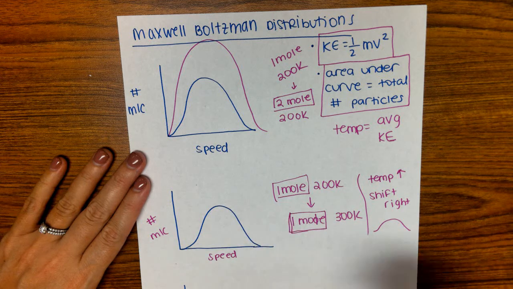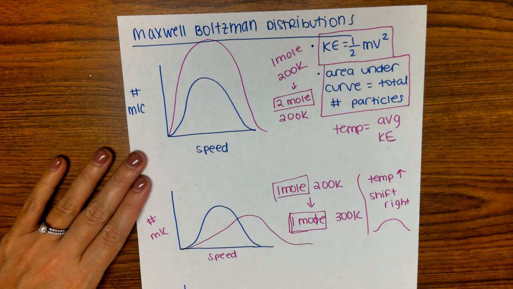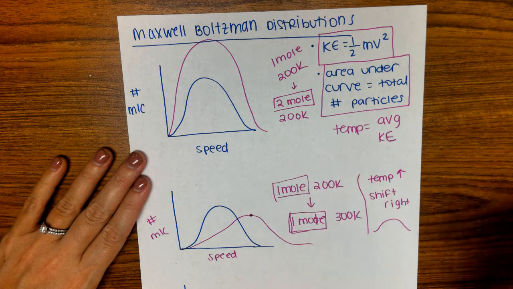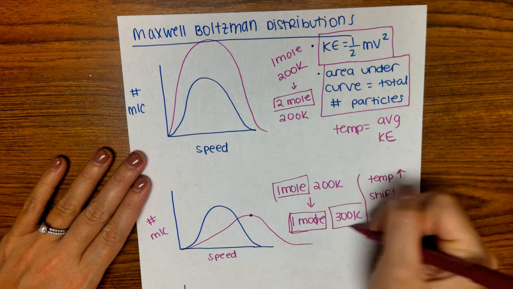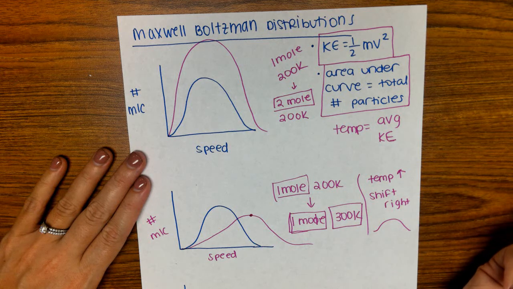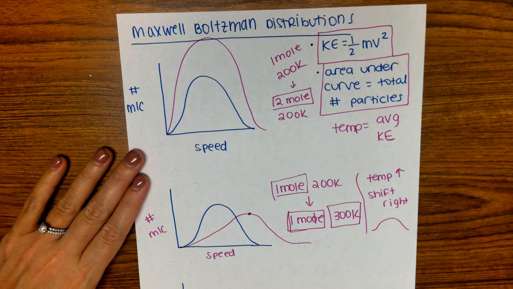Now I don't have any speed markings on here. It doesn't really matter, but something like this would show it at 300 Kelvin. So our average speed is higher because the temperature is higher, and that area under the curve is probably the same. Again, these are guesses. I'm not pulling out a ruler to measure the area under the curve.